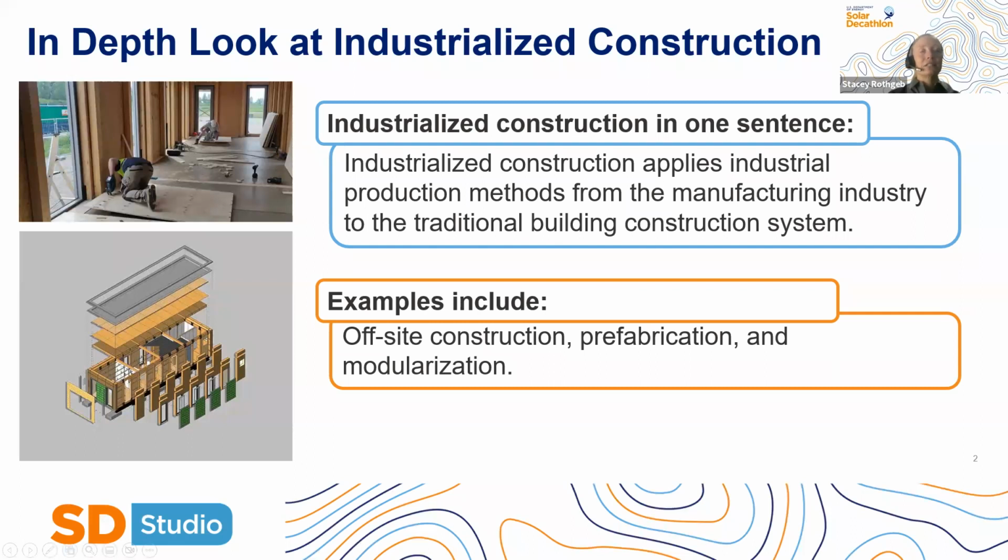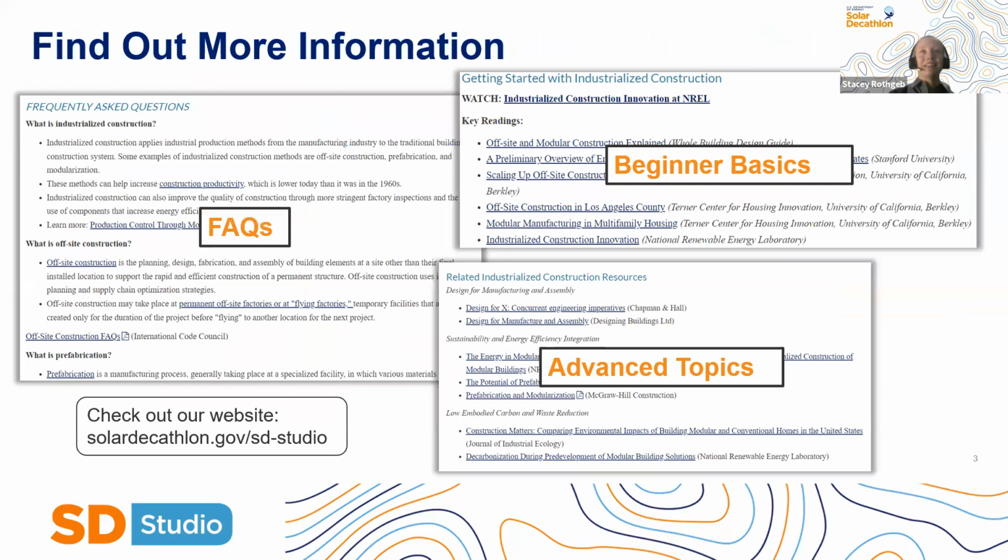Examples of industrialized construction include off-site construction, prefabrication, and modularization. If you want more information, here's the website, and you'll find frequently asked questions, some beginner basics, and also some advanced topics.